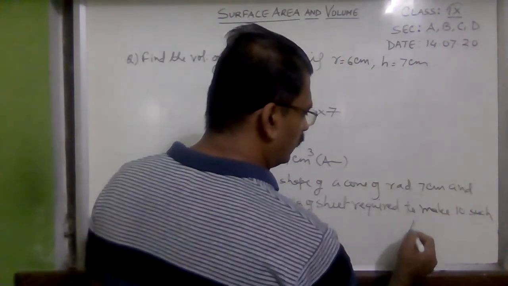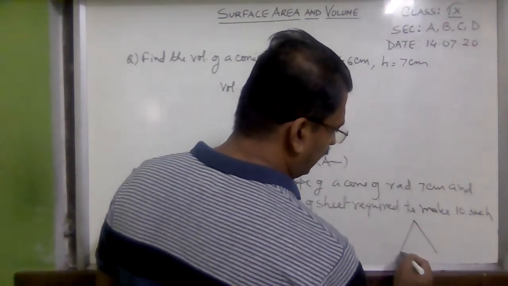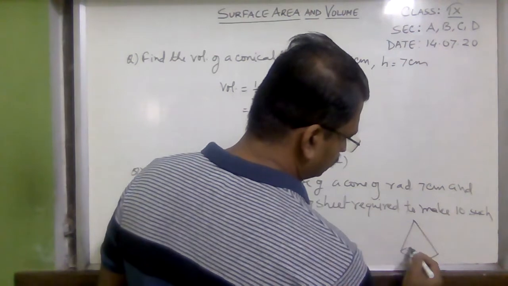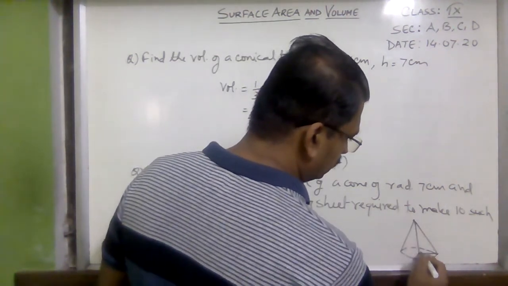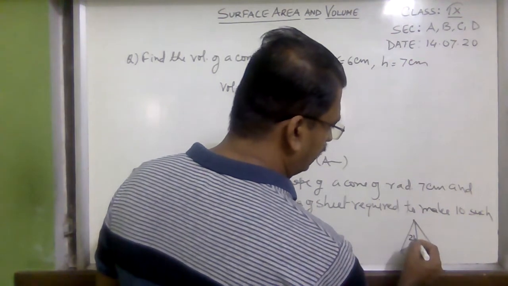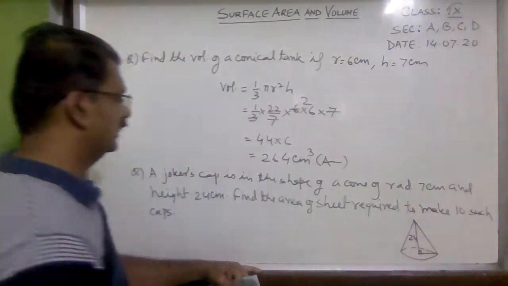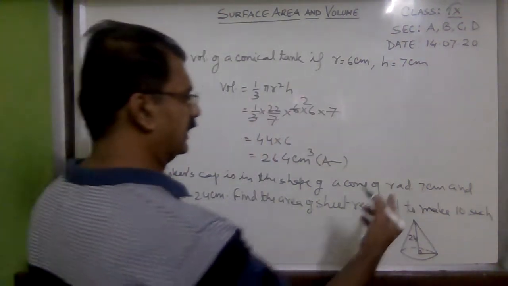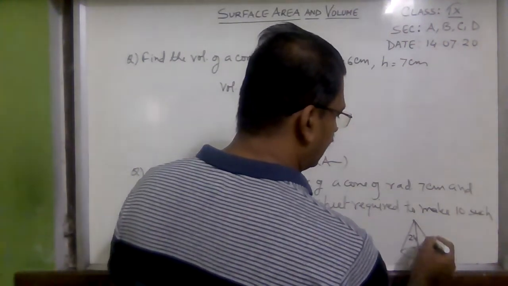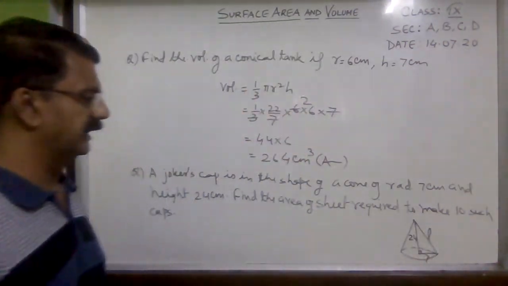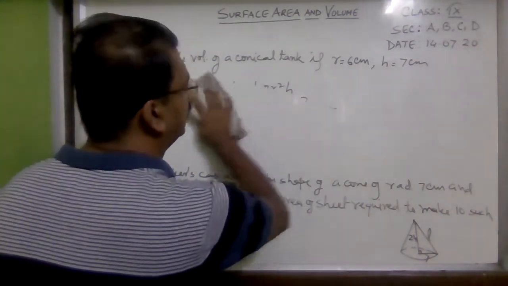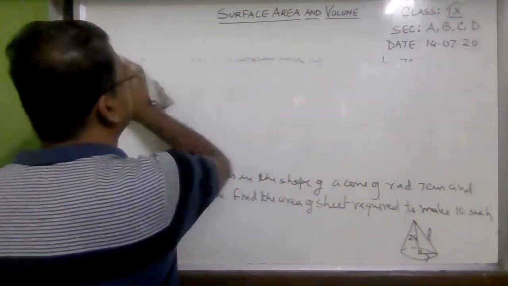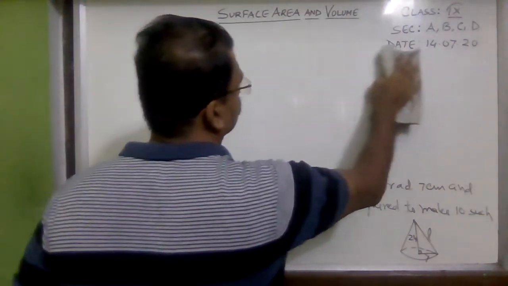So first of all we will calculate the slant height. So this is the cone or the conical cap. Now this height is given 24. The radius of the base is given 7, and slant height you have to find. So first of all we will apply Pythagoras to find the slant height of the conical cap.